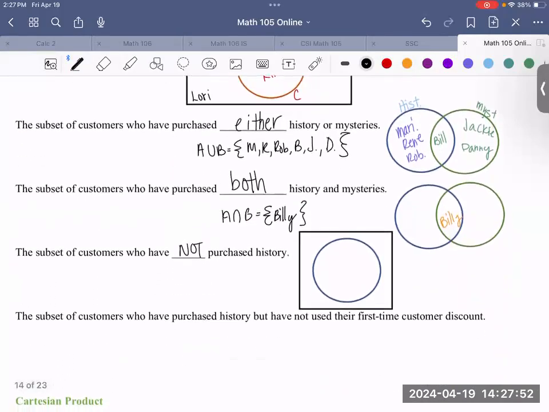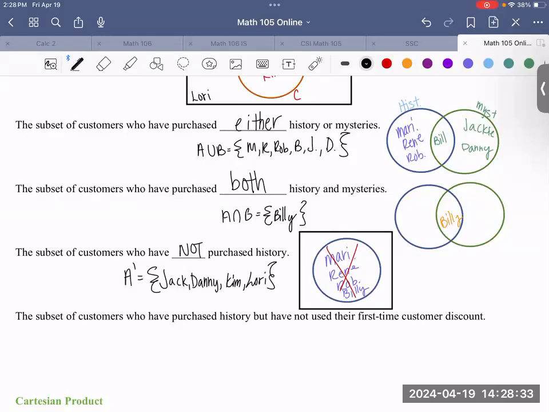Okay. The customers who have not purchased histories. So in history, we have Marilyn, Renee, Robert, and Billy. So we do not want these individuals, so we're going to cancel them out. And instead, who would be left over? Well, we would have Jackie, Danny, Kim, and Laurie. Those are people who did not purchase histories.